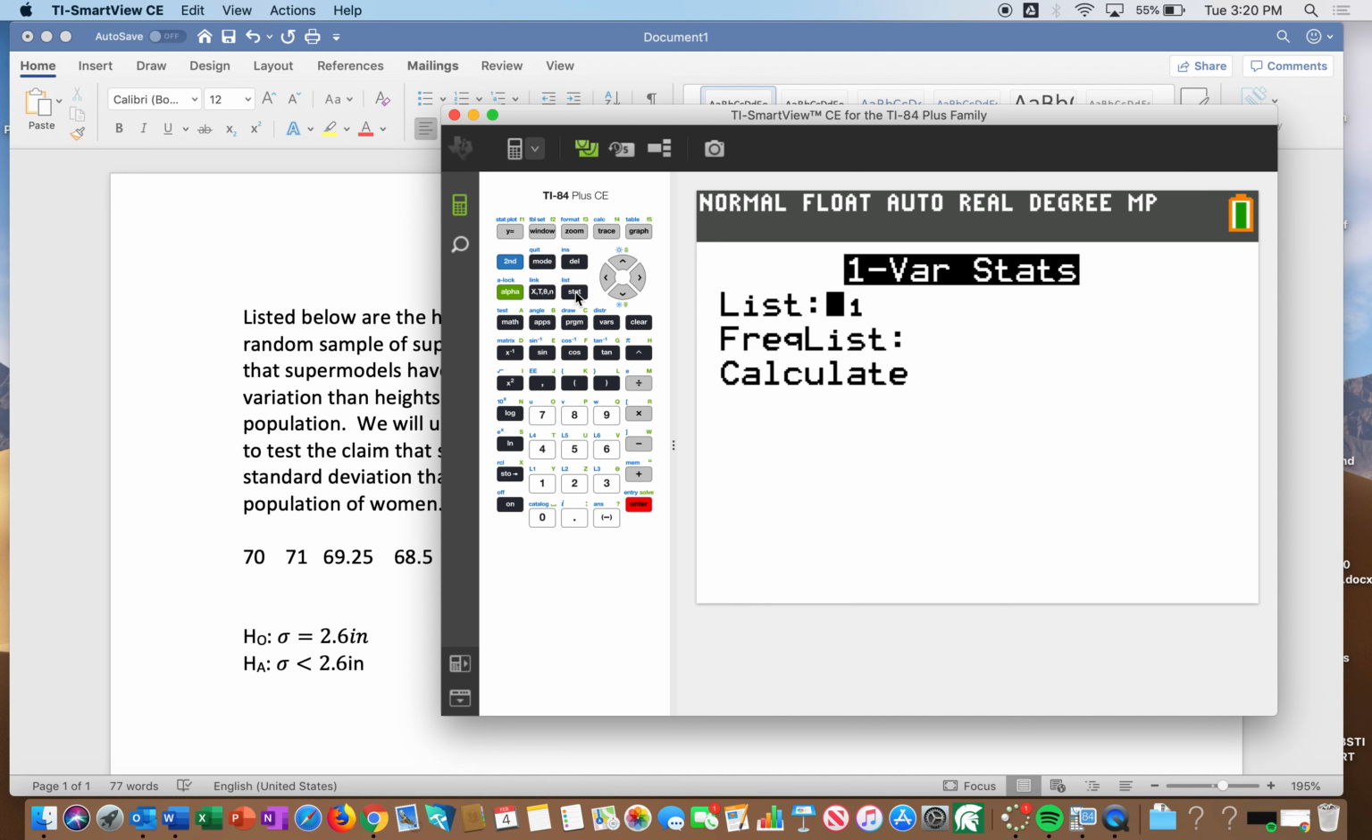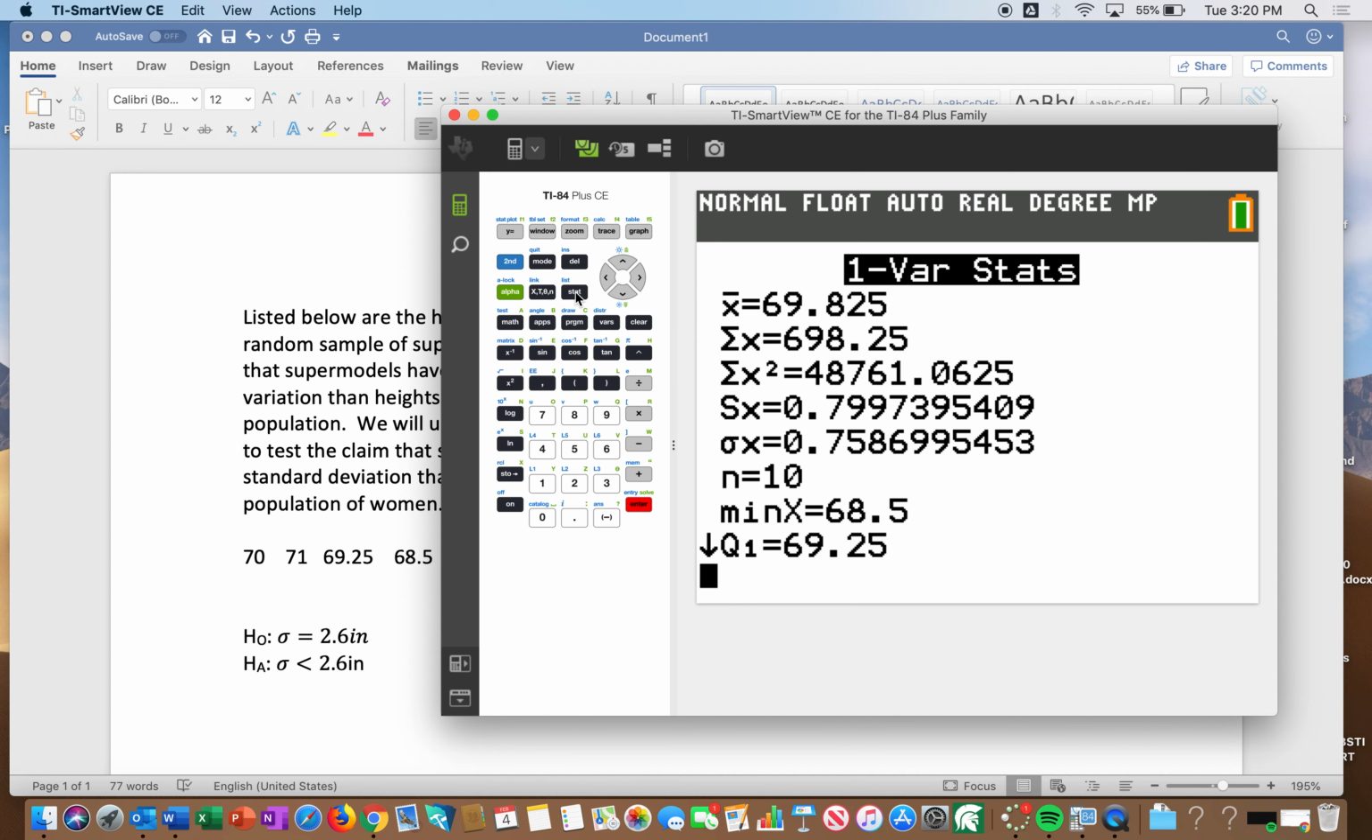When I go there, L1's good, don't need a frequency list, calculate, and it tells me some stuff I need to know. It tells me the little s is 0.7997, which I'm going to need. My n is 10. I'm going to need to know what my n is, and that's really all I need to know for this. So I'm going to go ahead now and do my test stat.